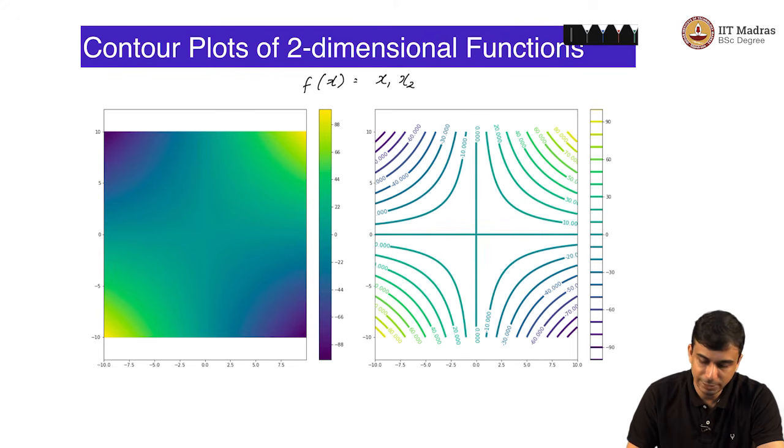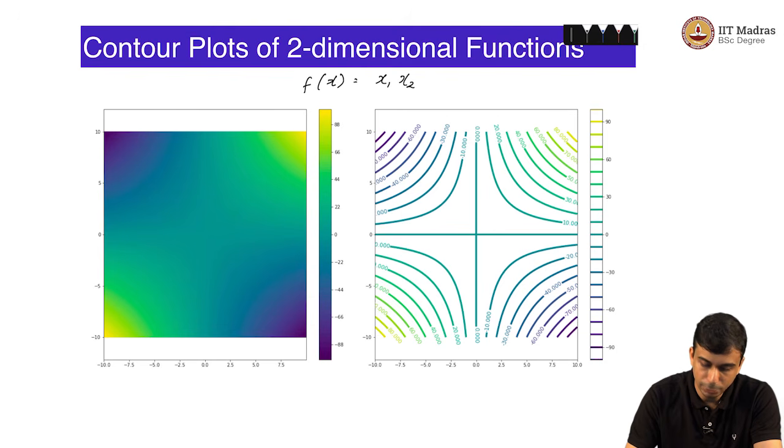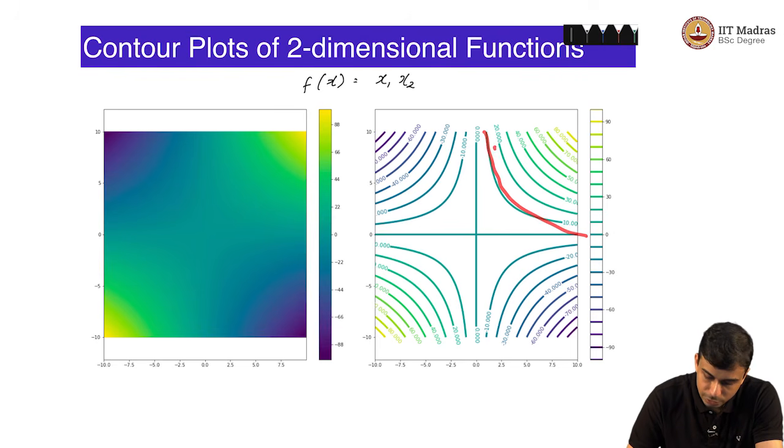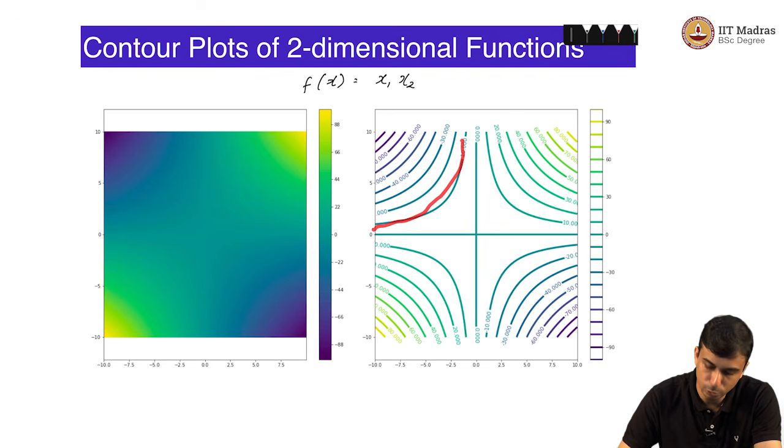You can, for example, set f of x is equal to 10 and you would get these four contours. So, (1, 10) is a valid way of getting 10, and (-1, -10) is also valid. Both of these put together form the contour for f equal to 10. Similarly, f equal to minus 10 would correspond to these two contours.